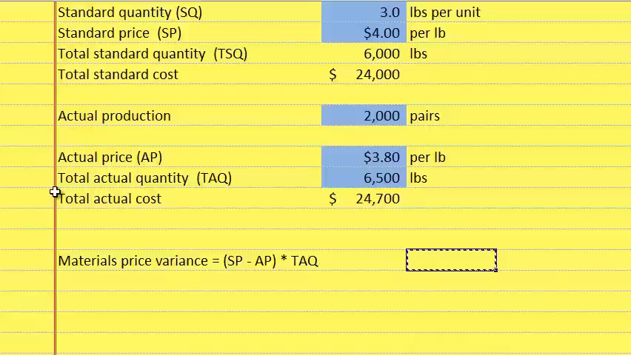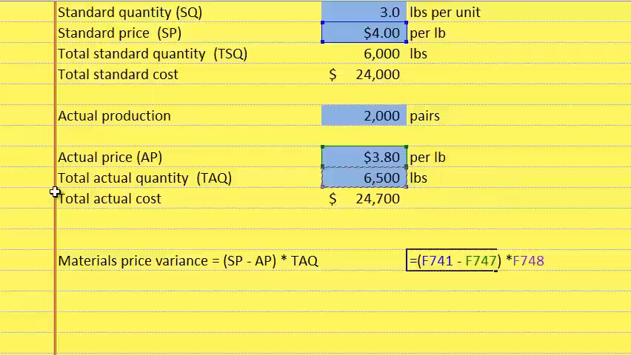Okay, let's take a look together. Standard price minus actual price. There's the standard price of $4 per pound minus the actual price of $3.80 per pound times total actual quantity, right there, of 6,500 pounds. So we saved 20 cents per pound times 6,500 pounds. That gives us a $1,300 materials price variance.